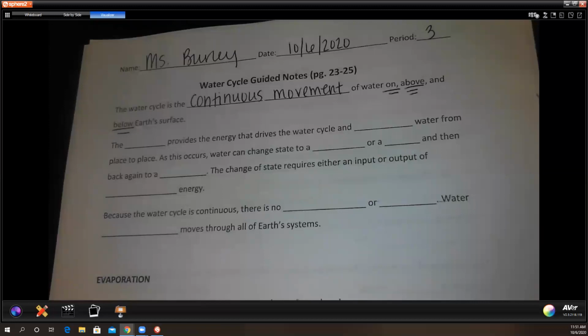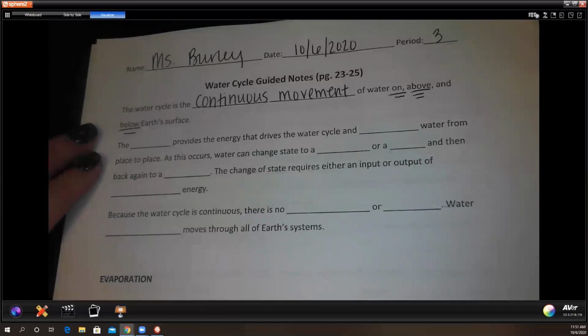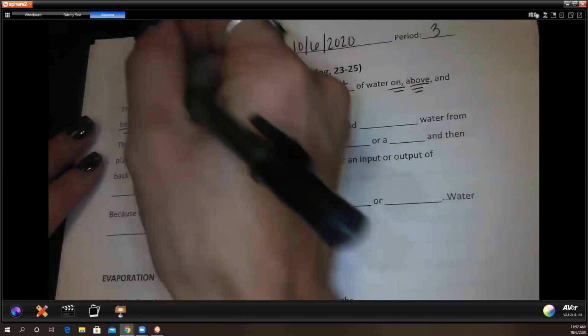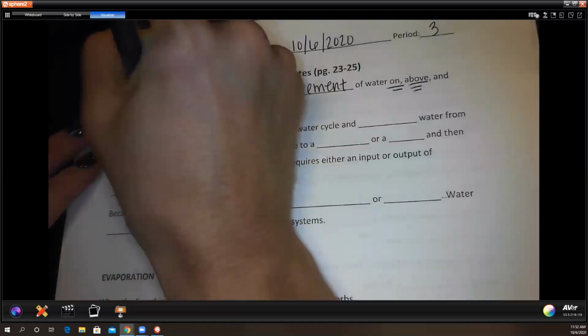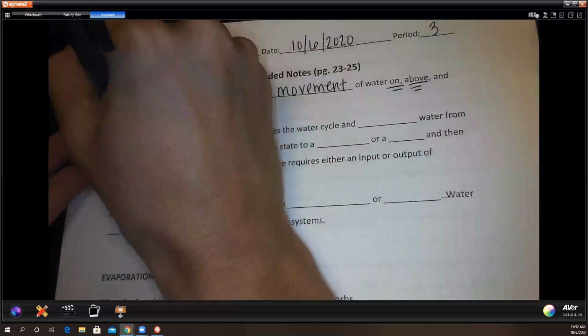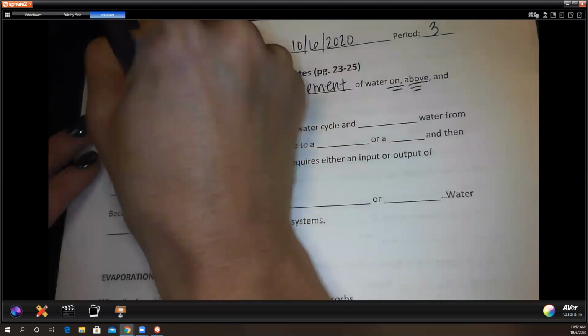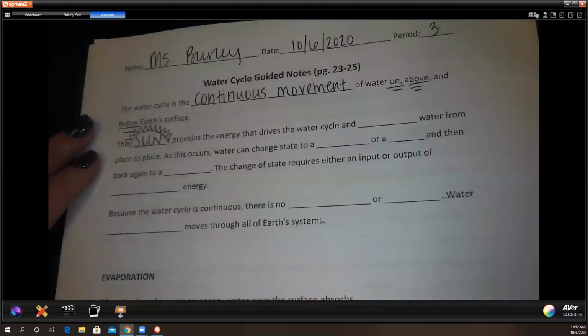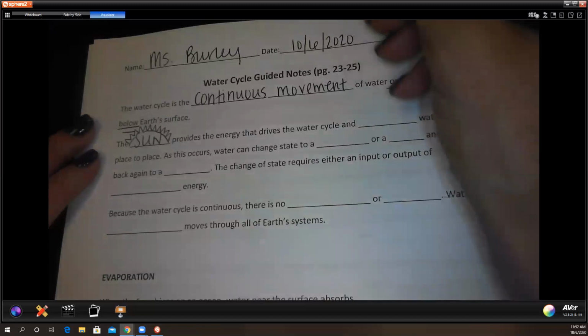Whenever I say the sun, I think of it the same way, because the sun is what provides life for us on Earth. So I always say the sun. So the sun provides the energy that drives the water cycle. The sun. The sun provides the energy that drives the water cycle and moves water from place to place.